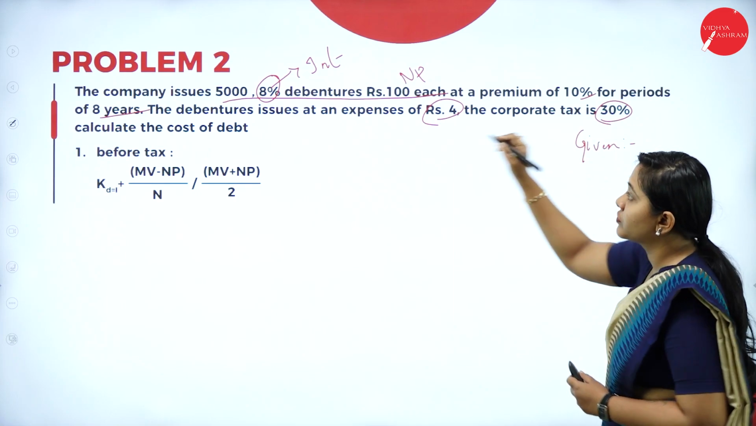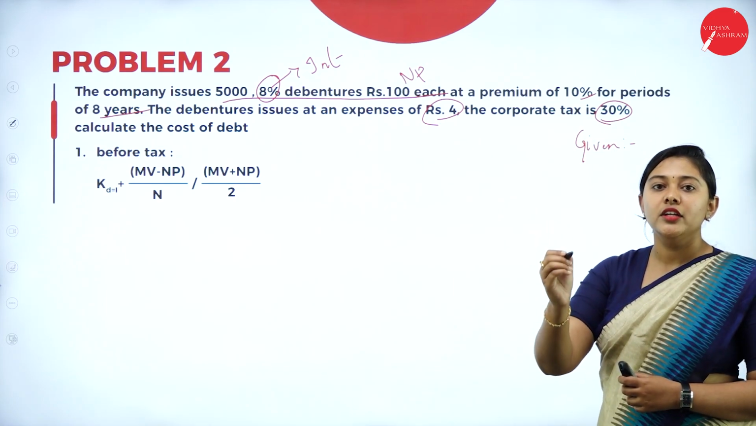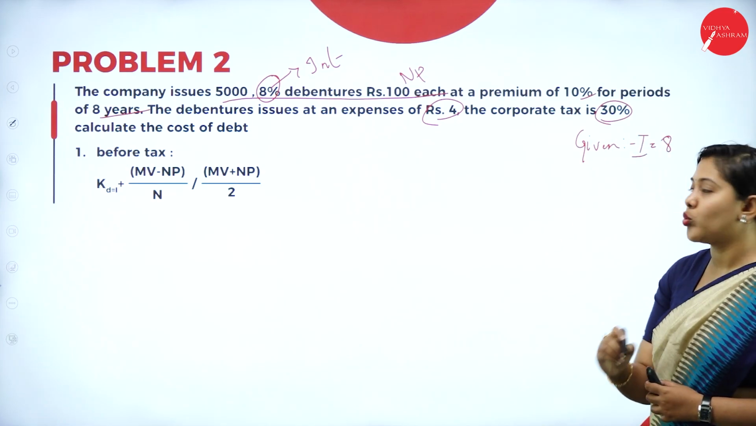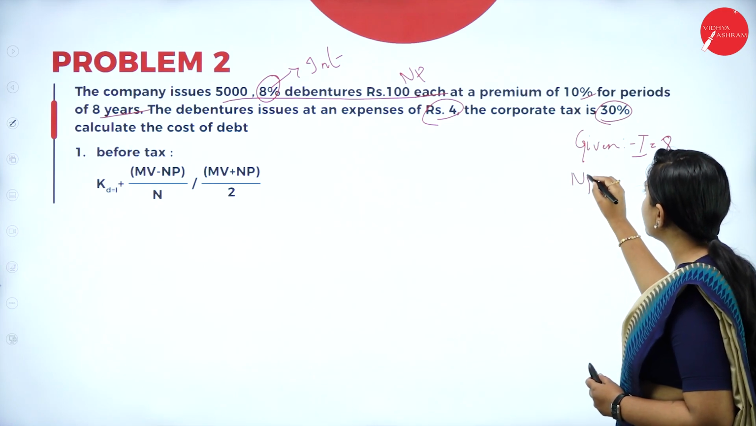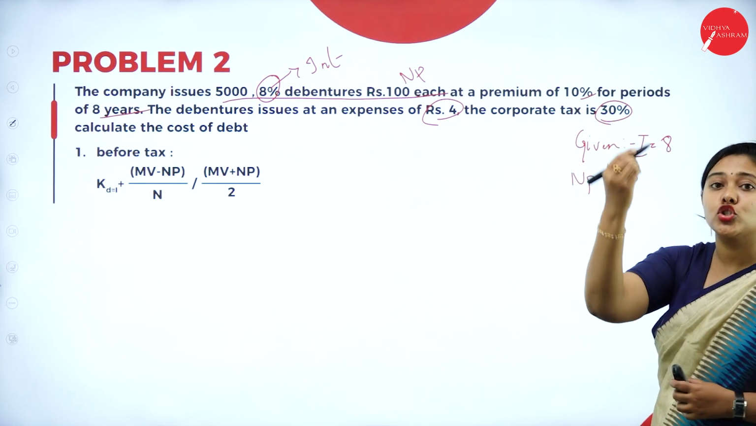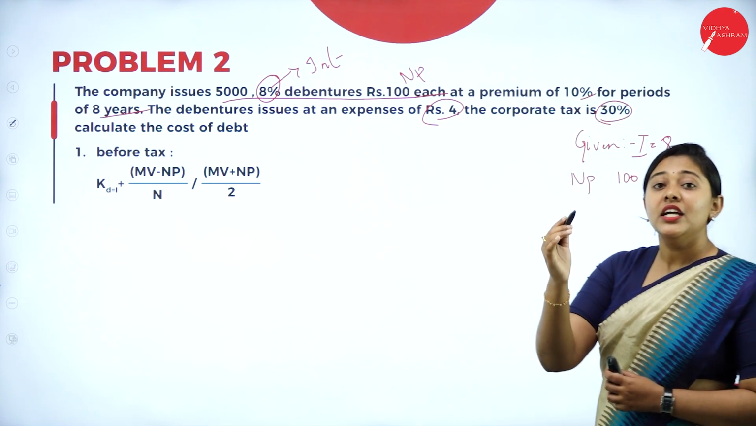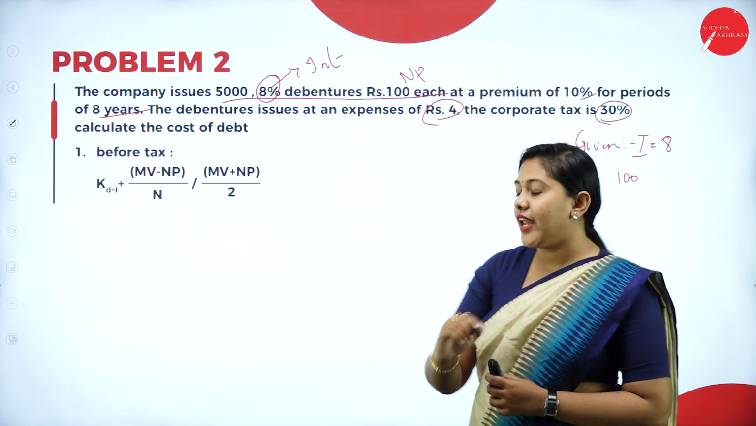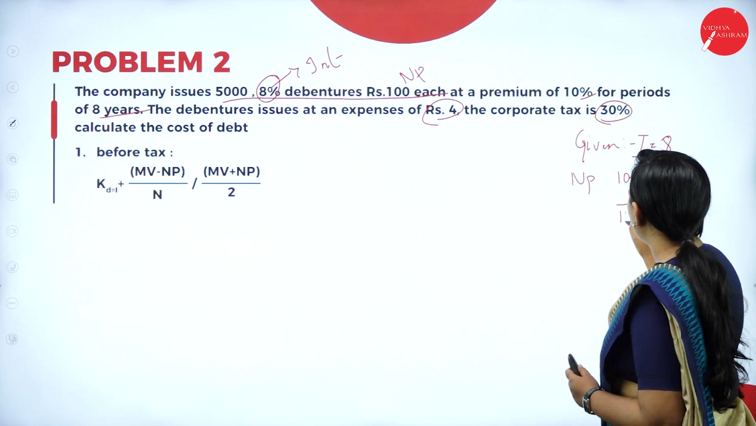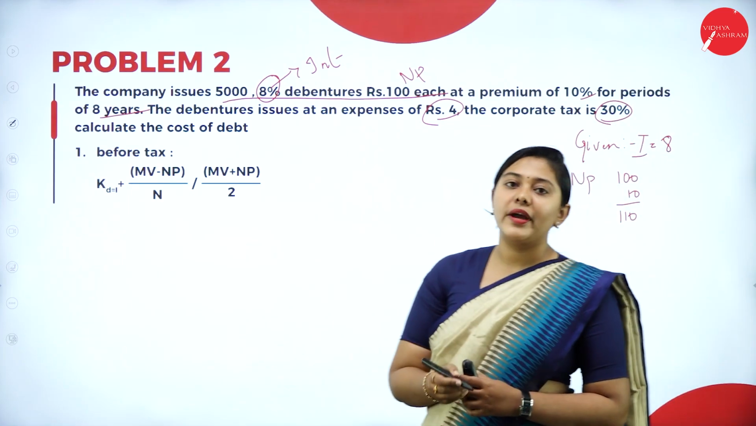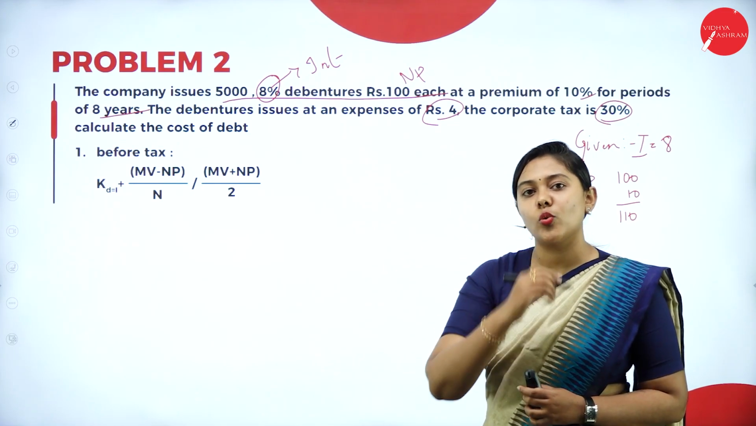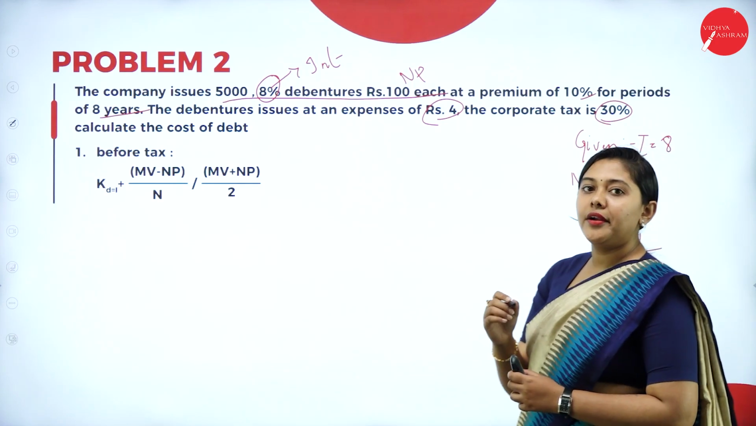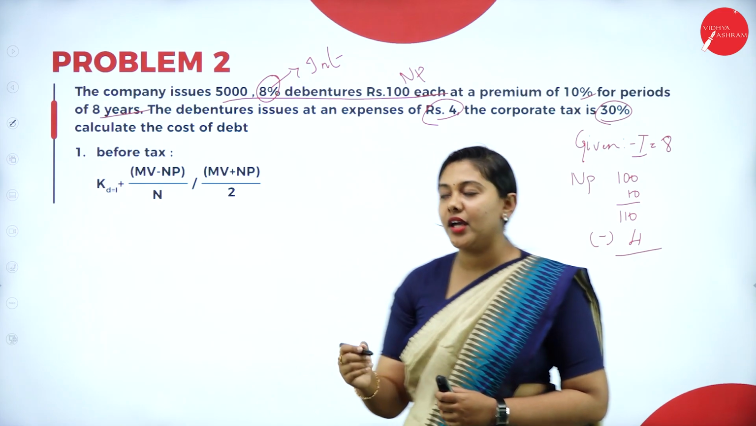So what is given? Interest is given. So 100 into 8%, it is 8 rupees. So what is interest? Interest is 8 rupees. What is the net proceeds? Net proceeds is 100, but while issuing, they have issued at a premium of how many percent? 10% premium. So 100 into 10%, it will be 10 rupees. So 110 rupees, and while issuing the debenture, they have incurred the expenses. Expenses you have to deduct from net proceeds, that is rupees 4. So 110 minus 4, it will be 106.